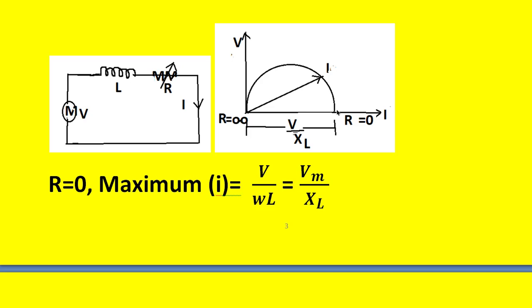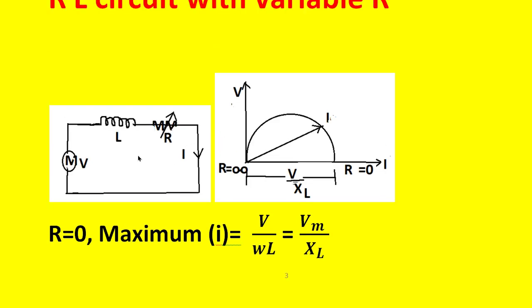Once this is fixed, then go to R equal to infinity. If R is infinity, the current that flows in the circuit will become 0, which means the current instead of here comes here, that is 0 value. And in between, suppose the resistance value is not 0 but something more than 0, in that case we find the resultant current flowing in this circuit, it will be somewhere here.